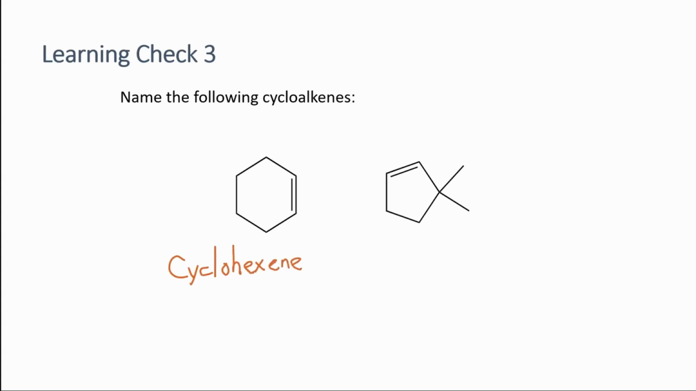When there is one double bond in the cyclic structure, the double bond containing carbon atoms have to be always carbon 1 and 2. So we don't write the position of the double bond as 1-cyclohexene in this case because it's understood. The name is just cyclohexene. The second structure is a cyclopentene and it contains 2 methyl groups attached to the same carbon atom here.